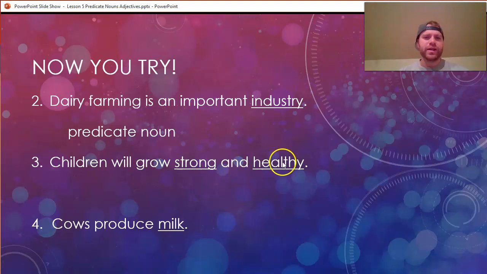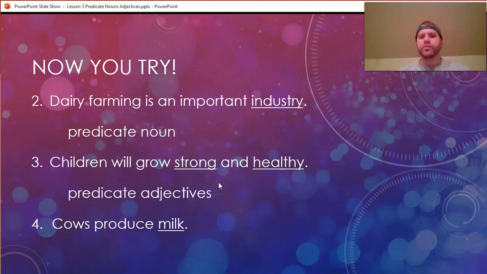Children will grow strong and healthy. There are 2 there. I'm going to work this one backwards. Let's say I know that strong and healthy are both adjectives, right? Odds are, if I'm seeing adjectives in the back half of a sentence, they are predicate adjectives. And that's what's happening in number 3. Grow is being used as a linking verb there. Strong and healthy, they're both describing the children. They are both predicate adjectives.